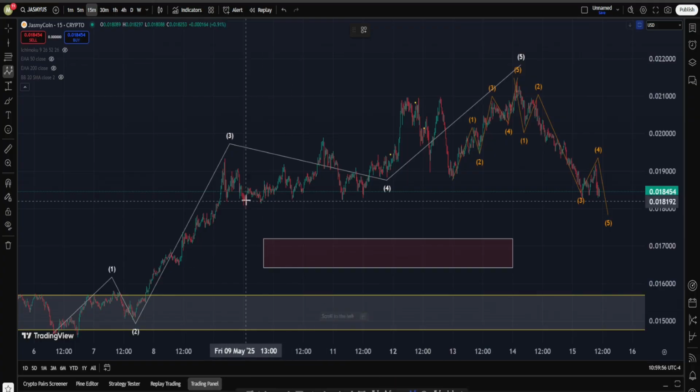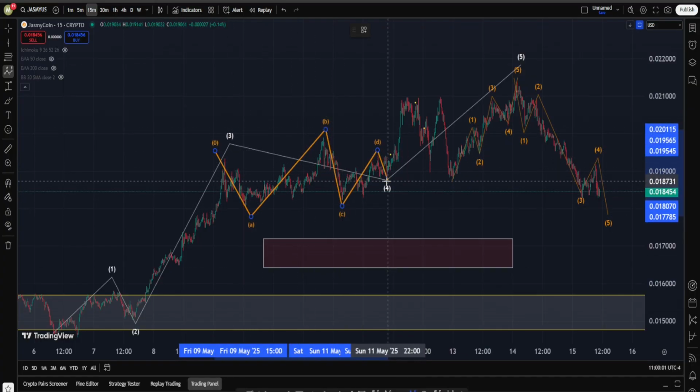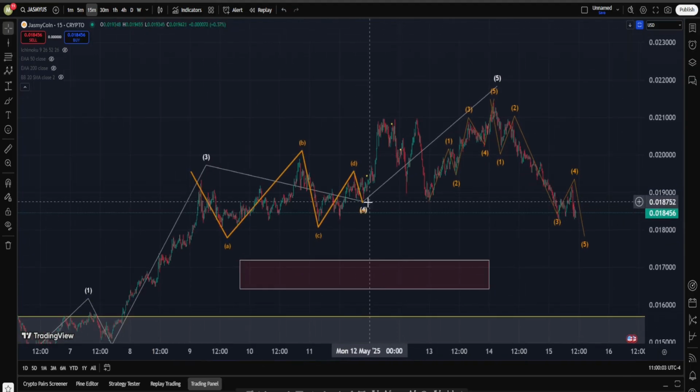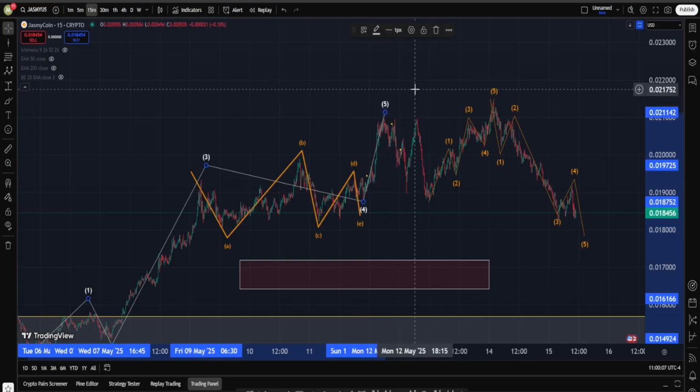Let's just take this one. There we go. Maybe this is A, this is B, C, correction for wave D, and another ABC on the downside into our E leg, and then this is a 5 wave up into wave 5.